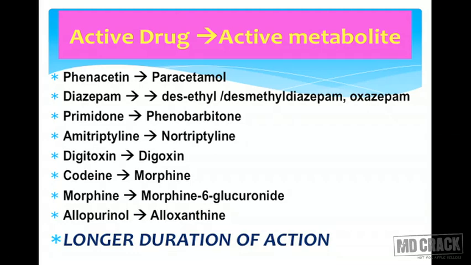Diazepam gets converted into desethyl diazepam, which is active, which carries out the same action as diazepam. Then it gets converted into desmethyl diazepam. This also carries out the same action as diazepam. Then it gets converted into oxazepam. That's also active, having the same action as diazepam. So I hope you realize when a drug gets converted into more and more active metabolites, the drug is likely to have a long duration of action.